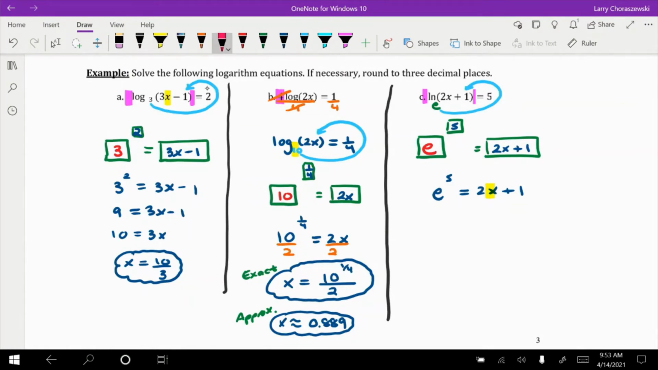To start solving for x, let's subtract 1 from each side. We'll write the left-hand side as e to the 5th minus 1 after we do that. And then it's 2 times x, so we're going to divide each side by 2. Now when you divide the left-hand side, make sure it goes underneath all of the expression e to the 5th minus 1. And so x would equal, in an exact format, e to the 5th minus 1 all over 2.